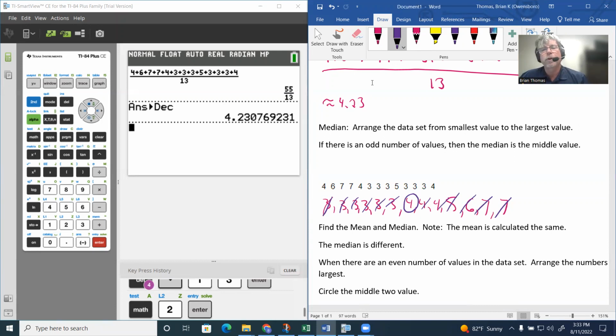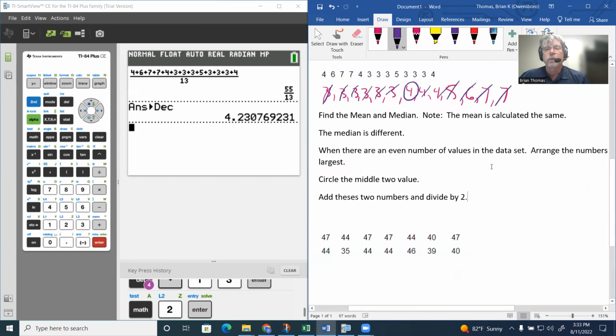And notice that that is pretty close to 4.23, but they are different central tendencies. Mean is calculated one way, a median is calculated a different way. So you can't use the same formula for both. You have to use different ways. So let's look at another example.